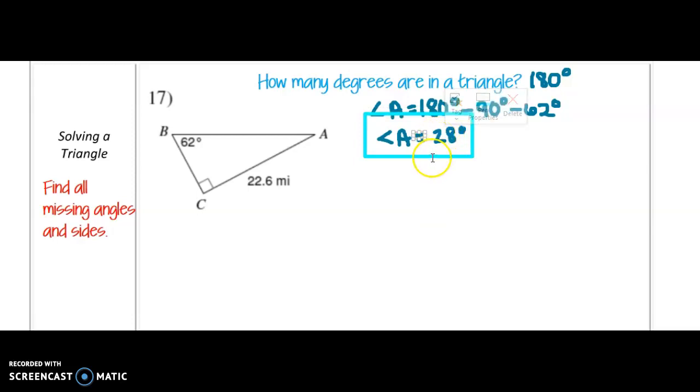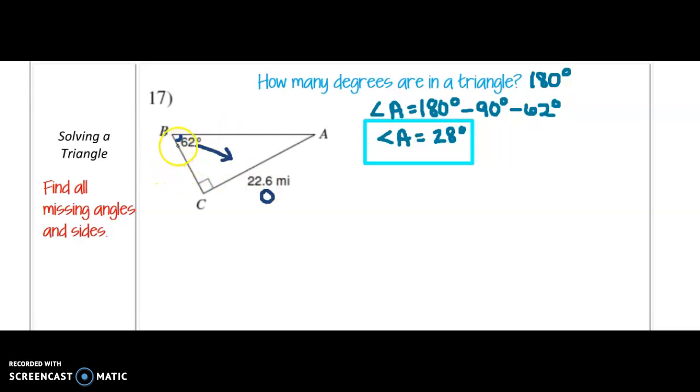All right, so now let's talk about the missing sides. So when we look here, the angle that we know is the 62 degrees. That's our reference angle. And the side that we know is the opposite. So we have to decide which side do we want to find first. Do we want to find this side or this side? So I'm just going to arbitrarily pick this side.